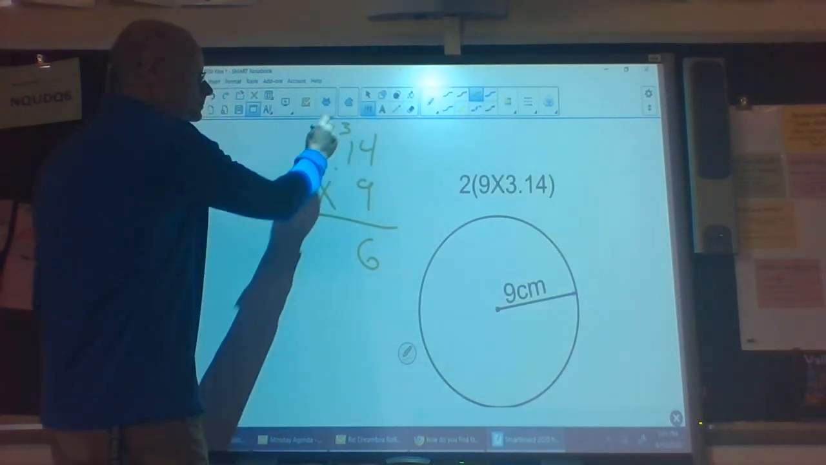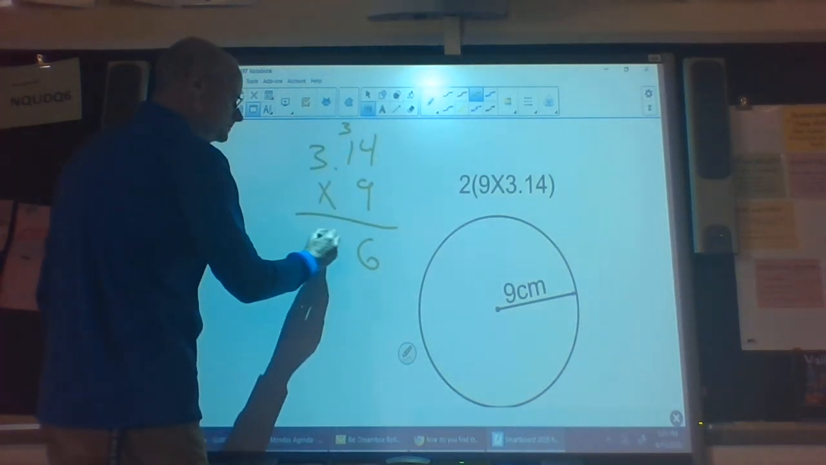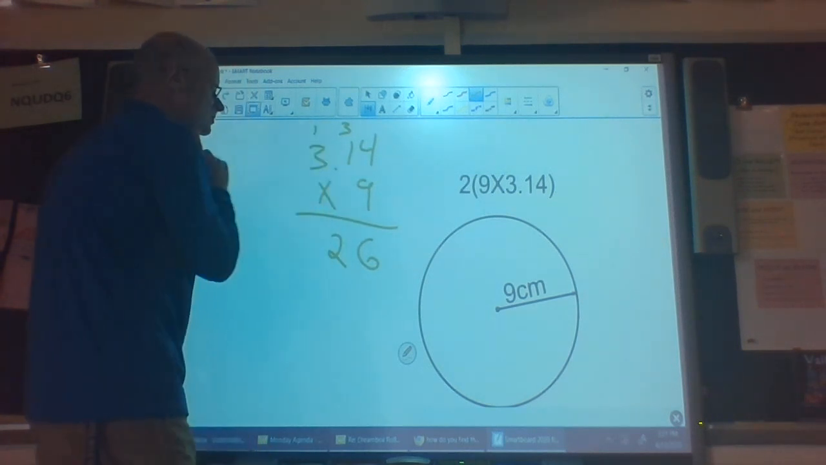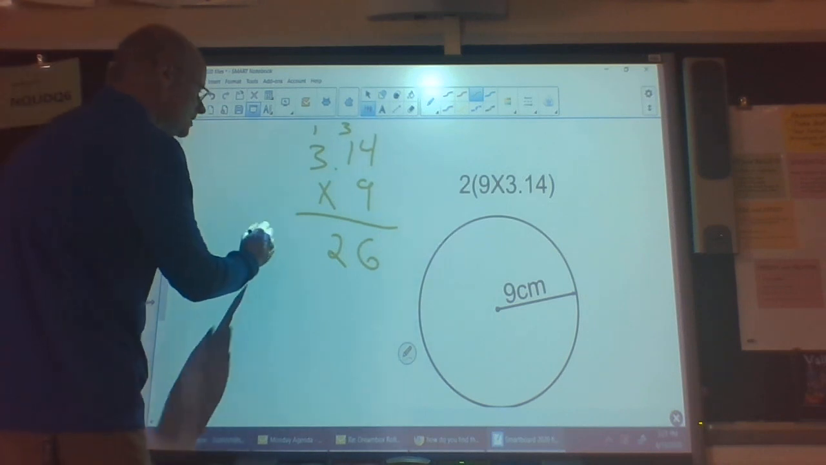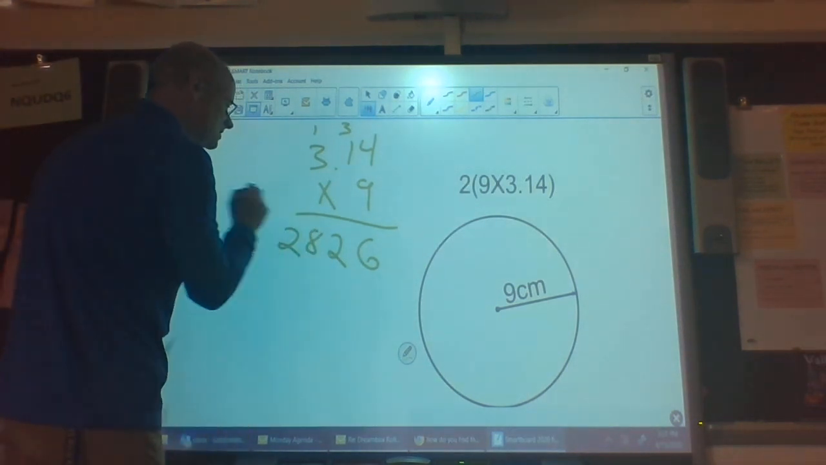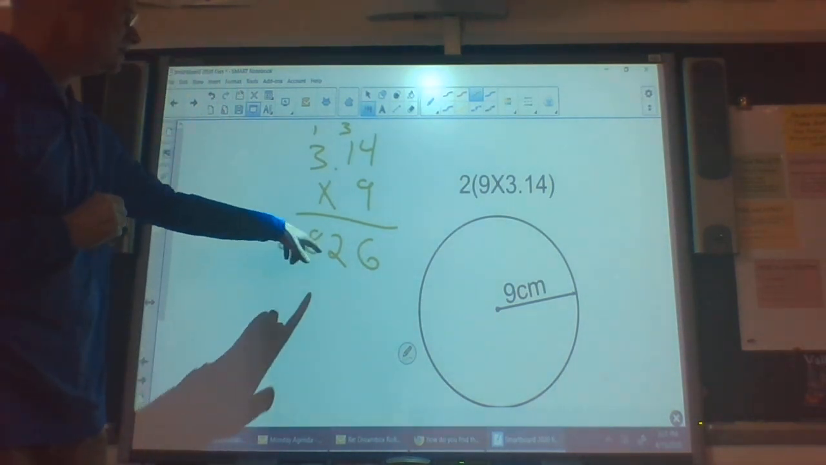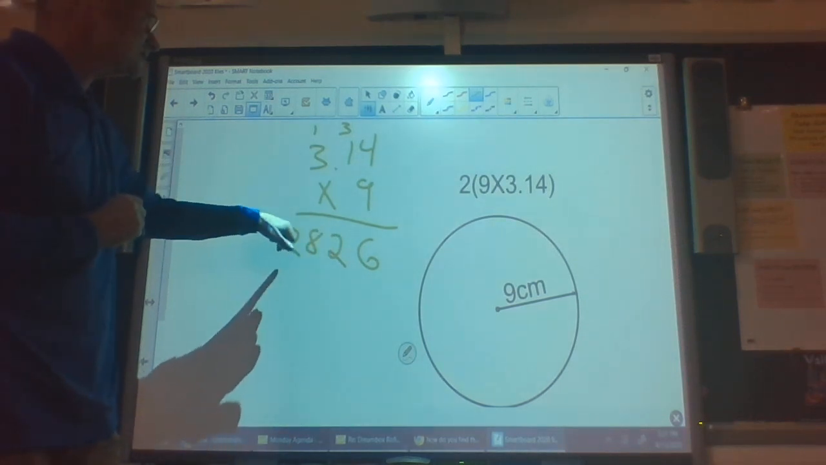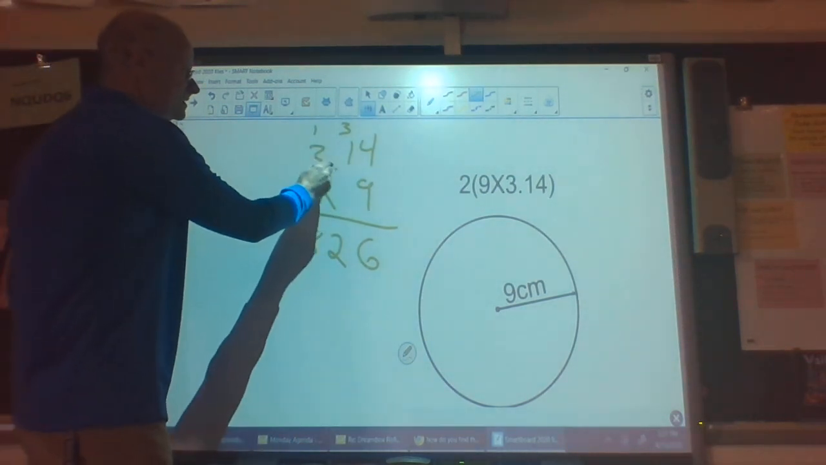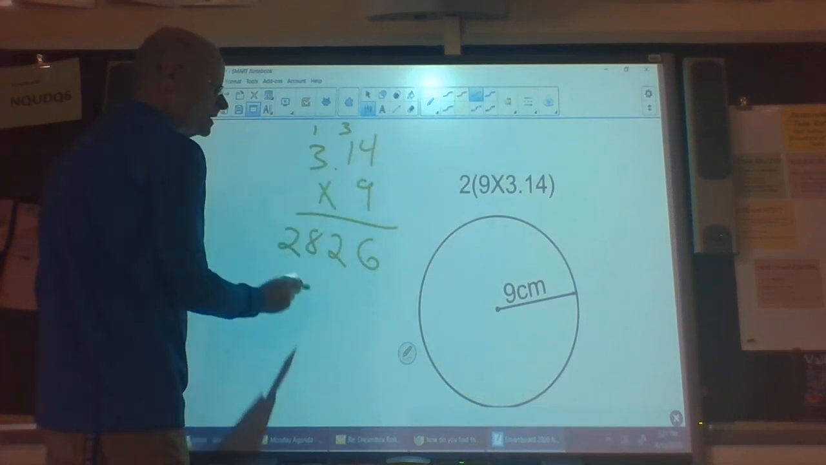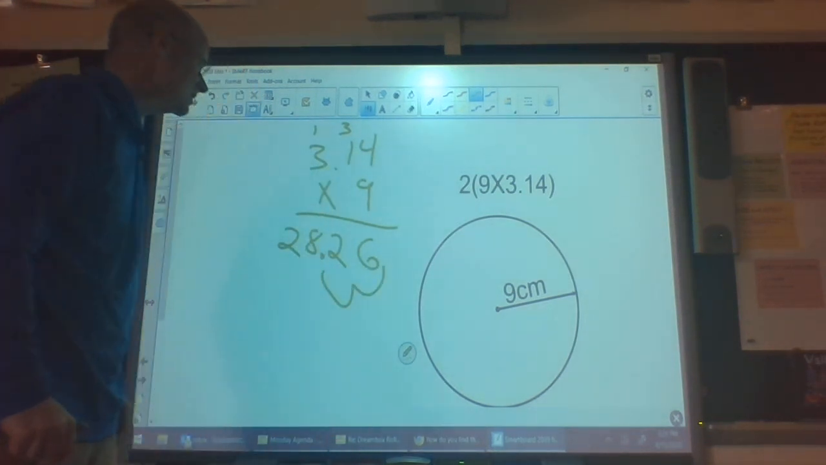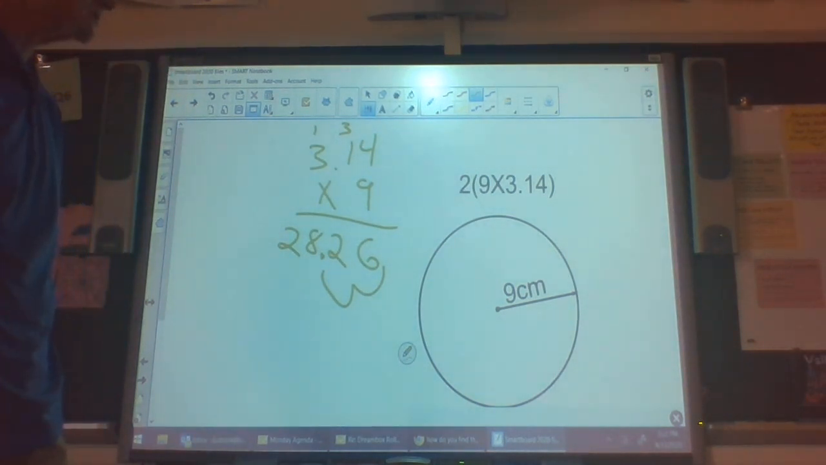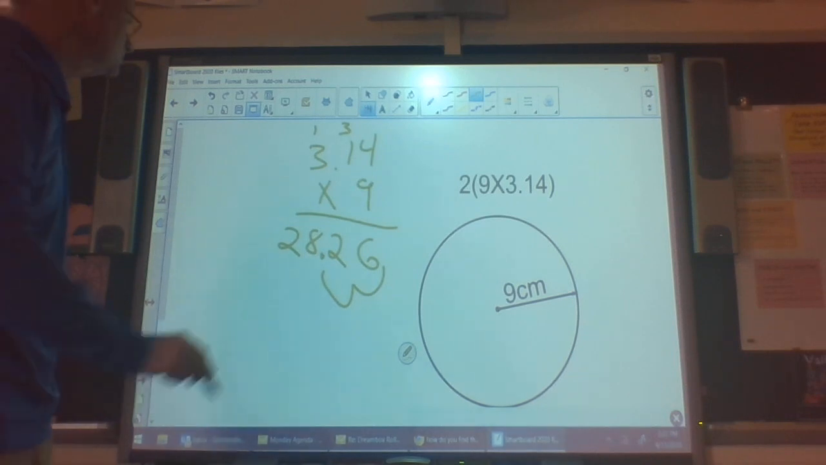9 times 1 is 9, plus 3 is 12. Put down my 1s, carry my 10s. 9 times 3 is 27, plus 1 is 28. So I get 2,826, but I have that decimal point, and there's 2 spots past it, so I have to move it over 2 spots, and I would get 28.26. Now I have to take that and multiply it by 2.